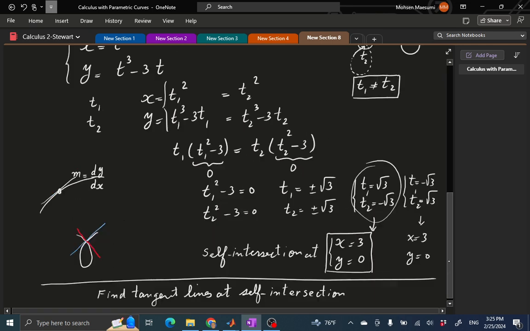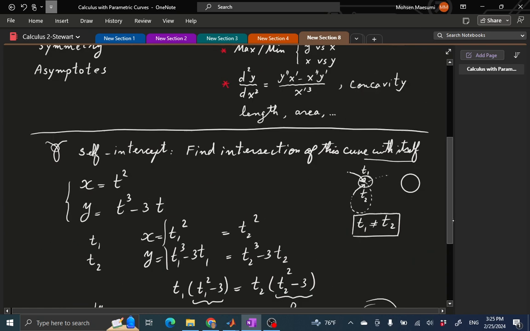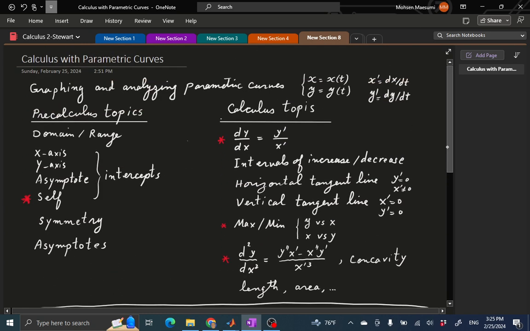But what's the issue? The issue is that y is not given in terms of x, or x is not given in terms of y. So how do I differentiate one with respect to the other? Here comes our next topic of interest. How do you find the derivative of y with respect to x?